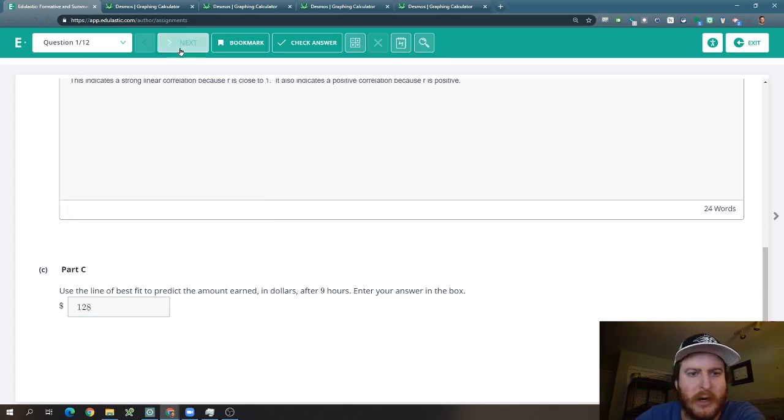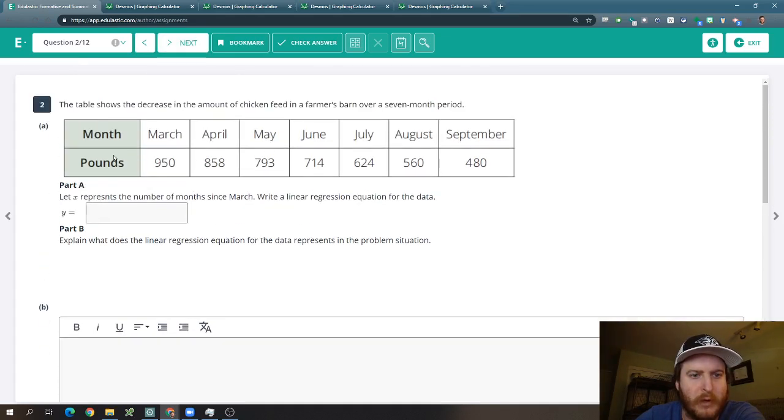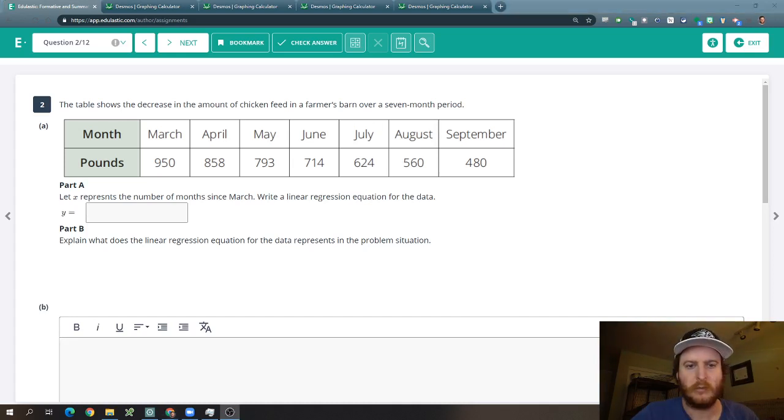All right, moving on to question 2. Again, we have a table. This time, they don't give us 0, 1, 2, 3, 4, but instead they give us months. So we need to be very careful about this. It says let X represent the number of months since March. When we say since March, that means March would start off at 0. So March is our 0 and then 950, then 1 and 858, then 2 and 793.